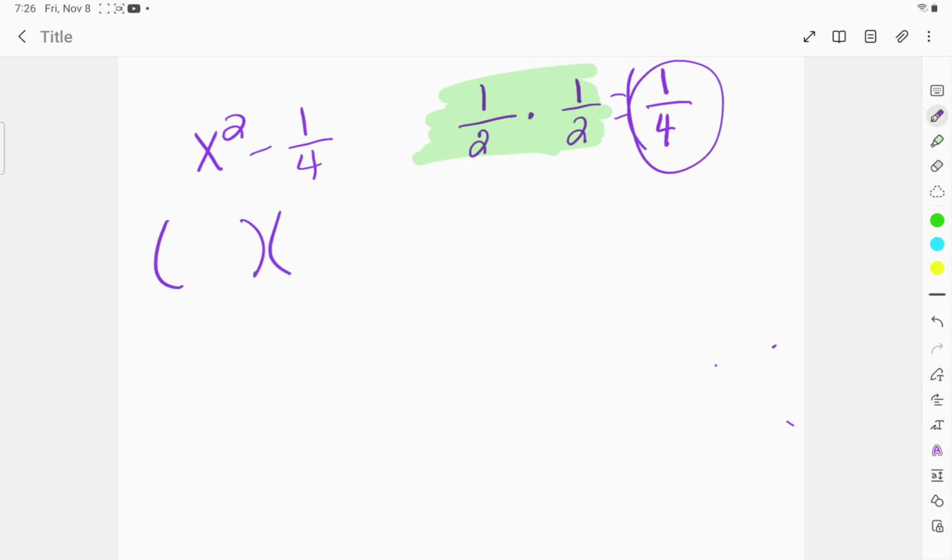So when you factor, you're going to do the same process. Square root of x squared. The only difference is your signs. And the square root of 1/4.